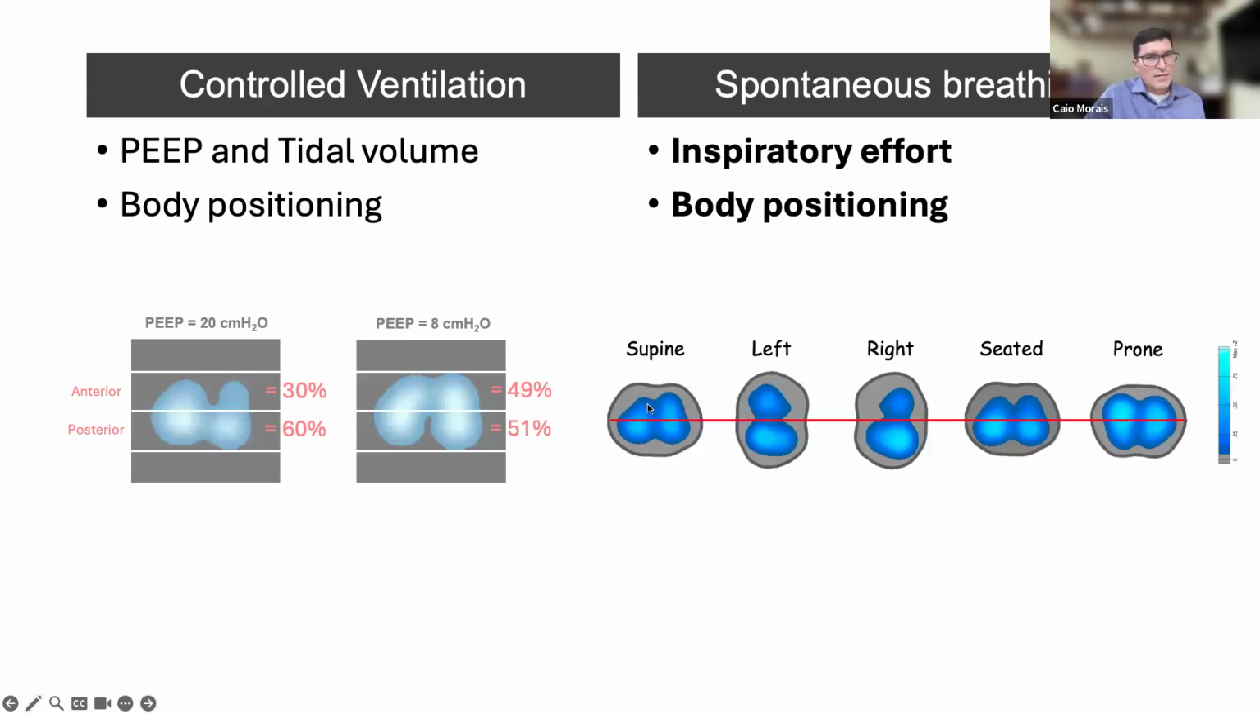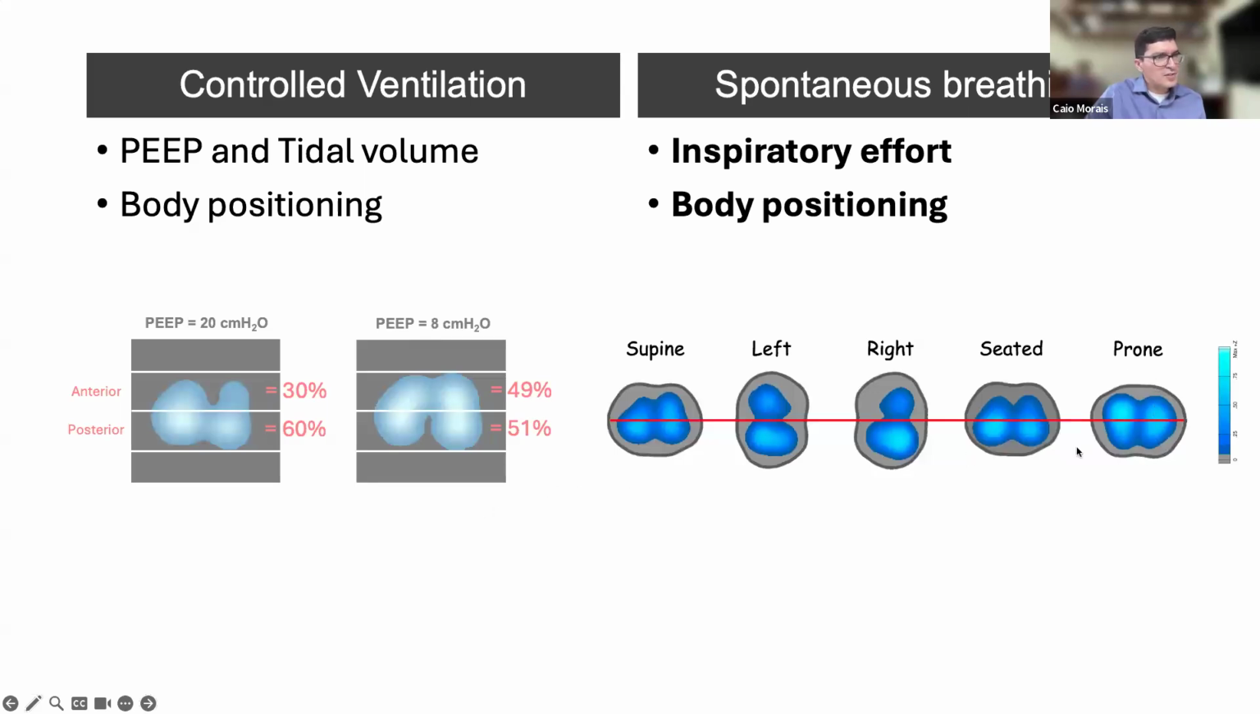And in this case, we have a subject with high inspiratory effort and changing the body positioning, and we can see how different the ventilation distribution looks. In supine, we have more ventilation in the dorsal part. When we change to the left side position, the lung that's close to the bedside ventilates more. When we shift to the right side, the lung that's close to the bed ventilates more. And when we change to prone positioning, the ventilation distribution looks a little bit more homogeneous.